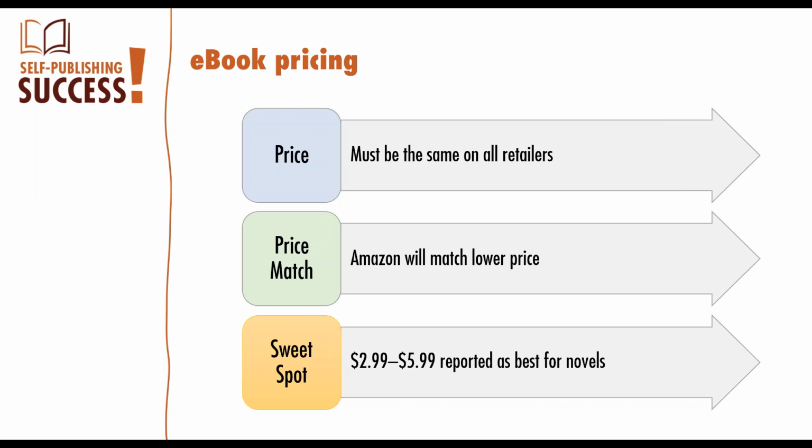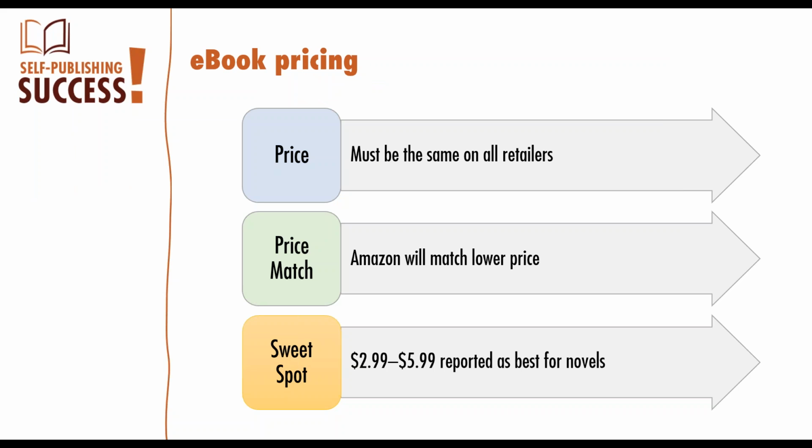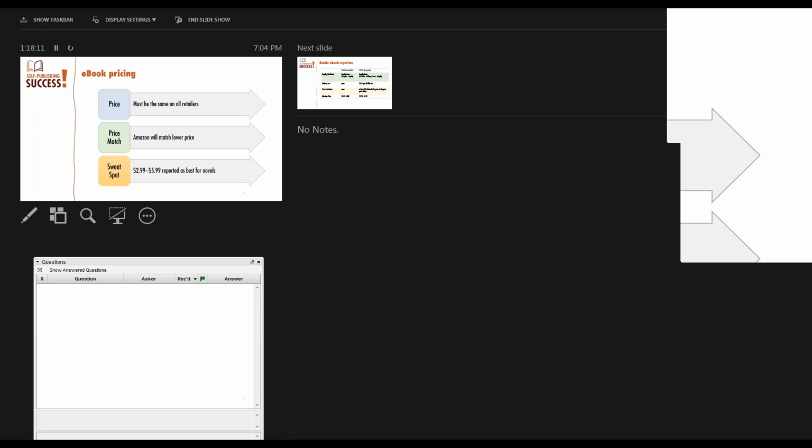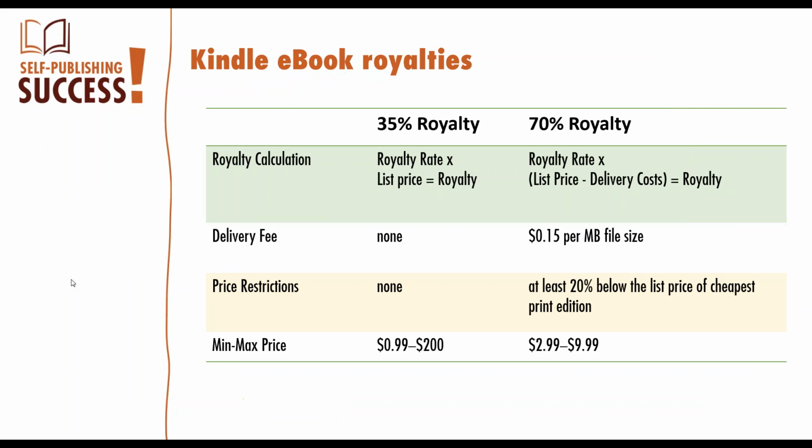For a novel, I do suggest somewhere between $2.99 and $5.99 as that sweet spot for the pricing where you will make the most money. It's tempting to sell the ebooks for higher, but it has been proven that if you lower the price of your ebook, you will sell more ebooks and you'll end up making more money. So, let's look at some pricing models of how, say, Kindle will pay you and how much they charge you for using their services.